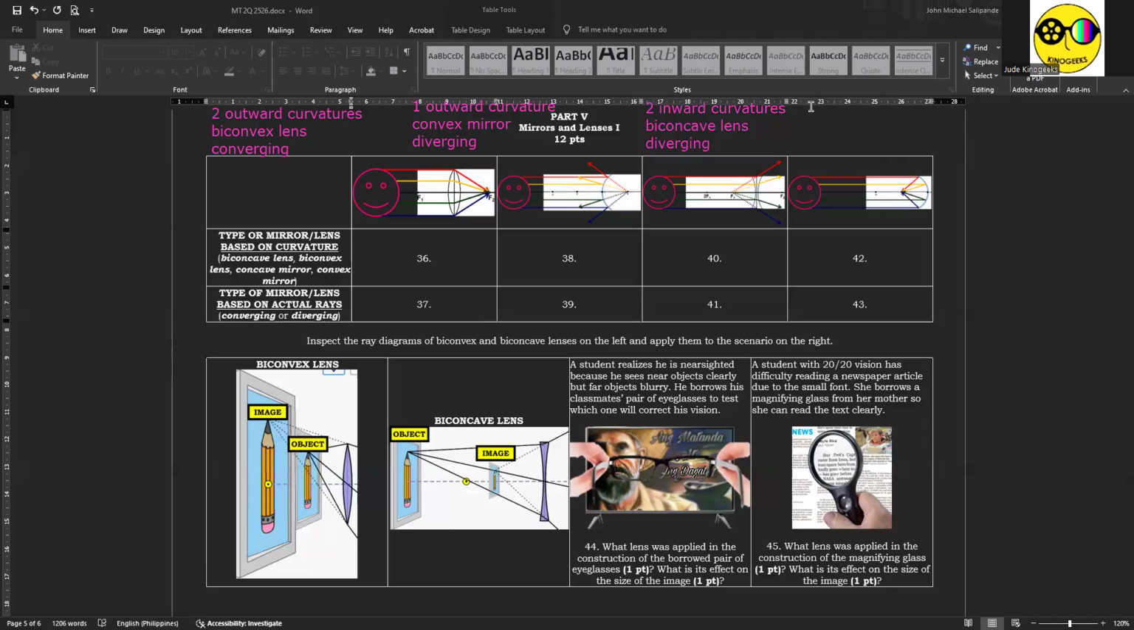Okay? So, last optical device for this part, no? You only have one inward curvature. And because you have one inward curvature, no? This refers to concave mirror. This one is easy to detect because you only have actual lines and they actually intersected at the front focus. Therefore, concave mirror is considered converging.